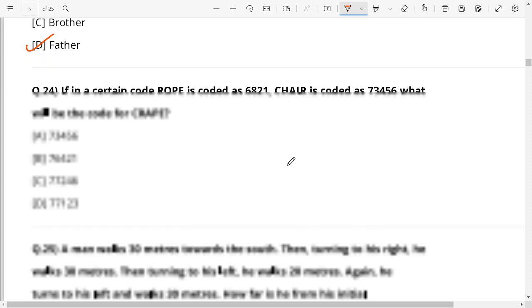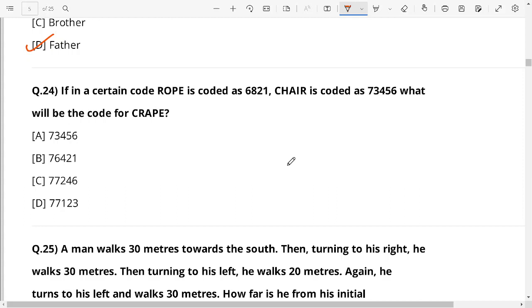We have another coding and decoding question. Look at here. If in a certain code, rope is coded as 6821, chair is coded as 73456, what will be the code for crepe? You don't have to worry and scratch your head here, guys. Just see, the codes are given. Just write the codes here. Rope, and also write for chair.